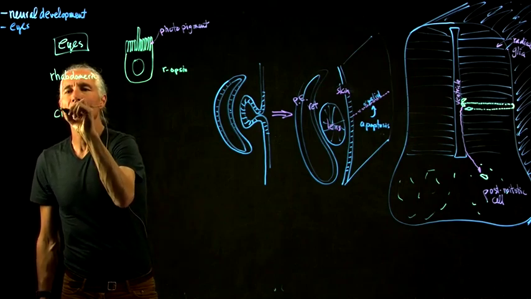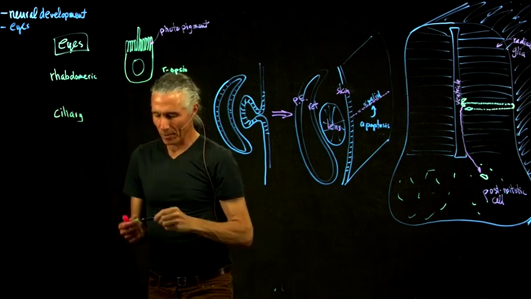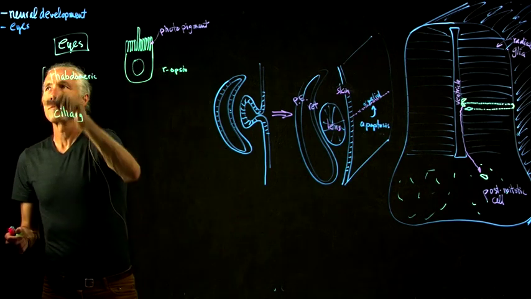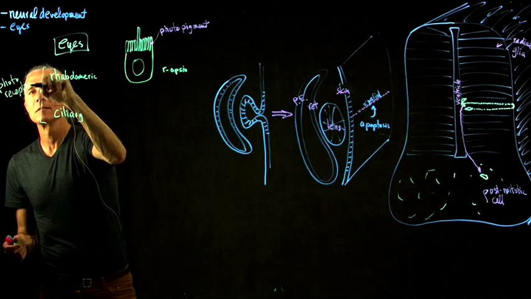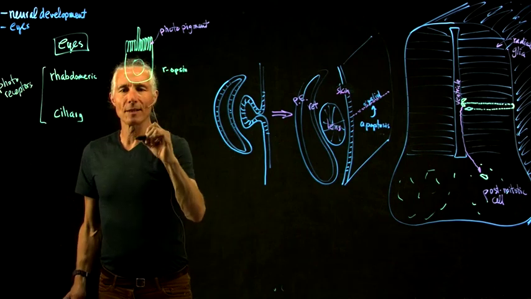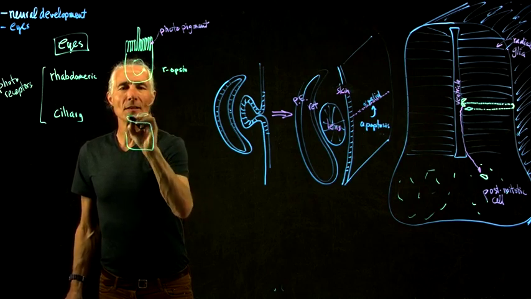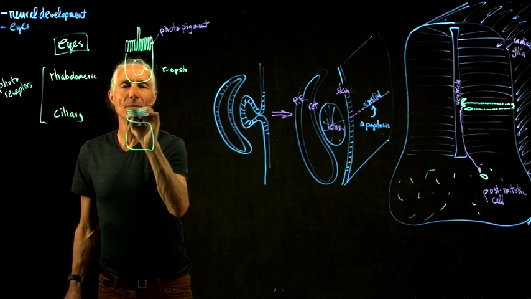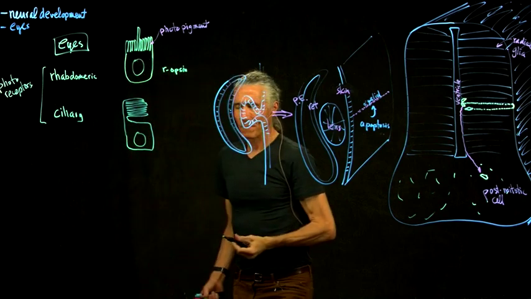ciliary photoreceptor. So these are photoreceptor type. And the ciliary photoreceptors do it the other way. So what they do is they make all the folds sort of perpendicular to the light, like that. And that's what we have.